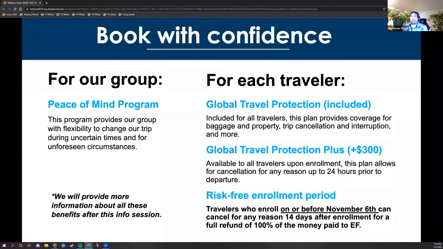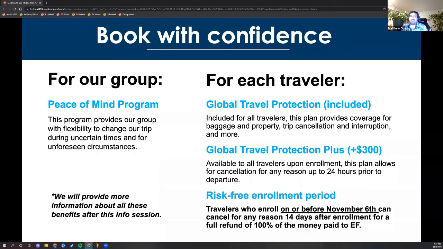Also, you can book with confidence when we do get to that part. The Peace of Mind program means that if there's a natural disaster, say a hurricane in April for some reason is hitting Costa Rica and we can't go, they'll work with us to find a new location or move our trip back to the summer to make it work for all of us. They also have global travel protection that's included. This is basically basic traveler's insurance for trip cancellation or interruptions, baggage or property loss, anything like that. It's all included.